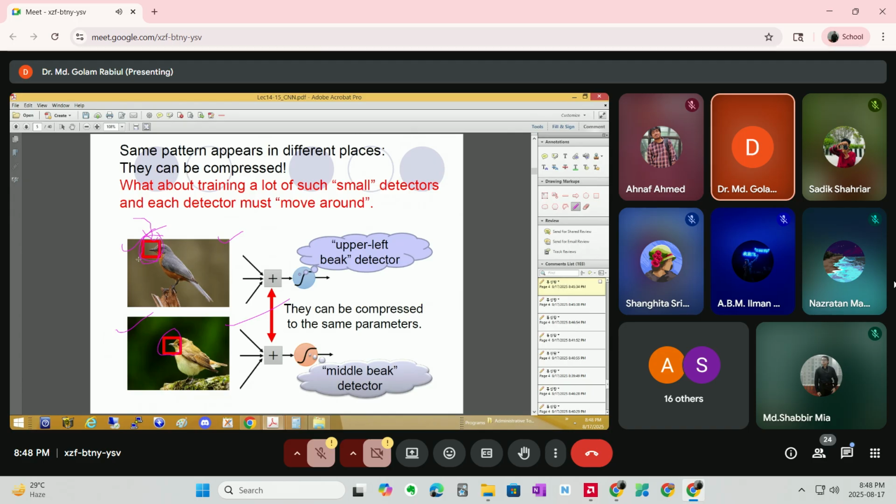That means we have to search for the beak using this beak detector everywhere in this image. Maybe at first this position, then this position, after that the next position, and the next position, and after that maybe this position. The beak detector will try to find the beak in this image in this way.